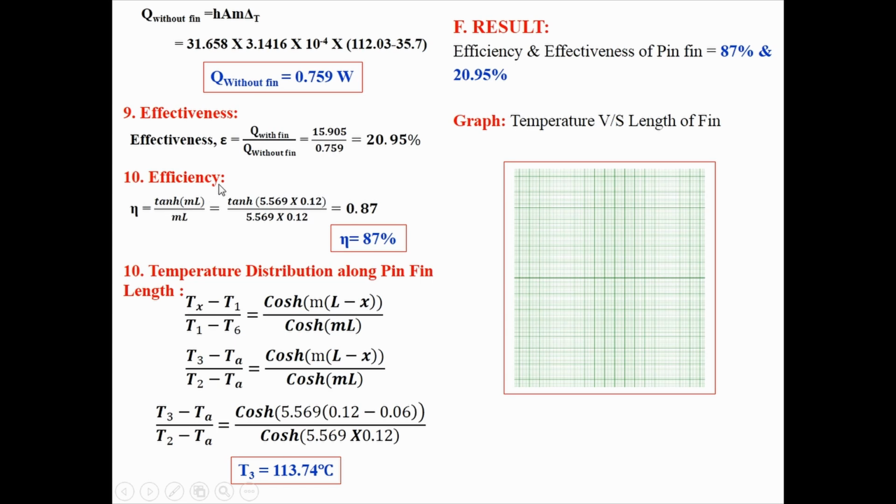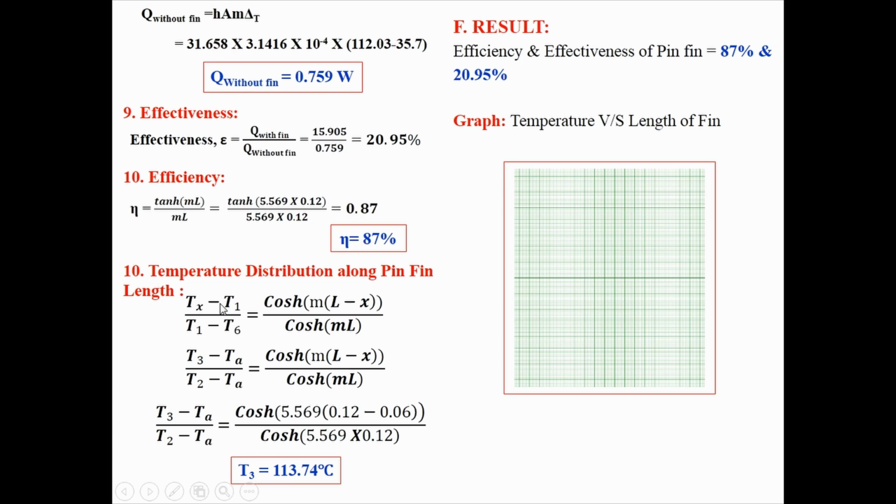Similarly, we can calculate efficiency. To calculate the efficiency of the fin, we have the formula: efficiency is equal to tan hyperbolic ml divided by ml. m is already calculated, that is 5.569, into the length of the fin, 0.12 in meters. Divide by 5.569 into 0.12, then you will get the value 0.87. That is the efficiency of the fin.